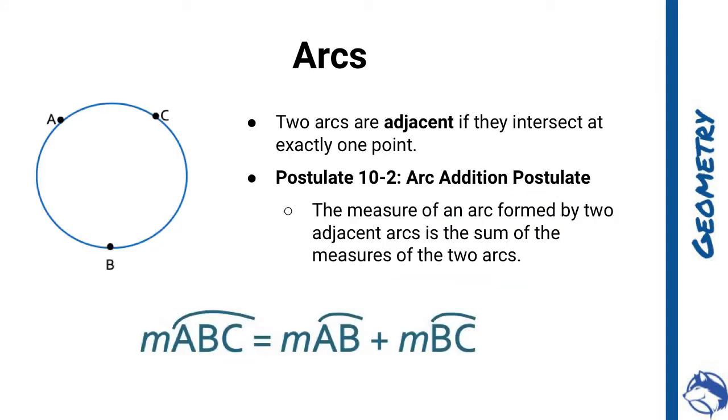And so then if two arcs are adjacent, if they intersect at exactly one point, well, then the measures are going to be added together. So this is the arc addition postulate. So if I took arc ABC, and I wanted to know what that equals, well, this is going to be equal to arc AB plus arc BC. And so if I add those together, I get that whole entire piece. It's just like if you were to add angles that are next to each other, you can add them together.